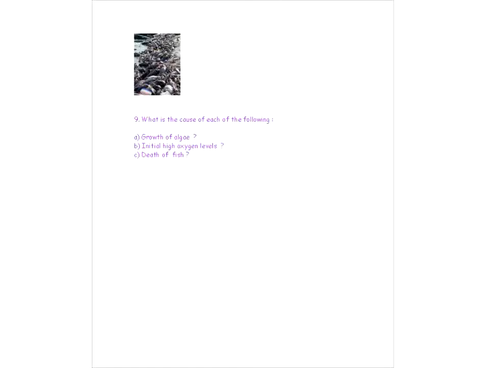Question 9 says, what is the cause of each of the following? The first thing, the growth of algae. Well, that's because we're adding fertilizer, which has phosphorus, or P, and nitrogen, or N. B, what's the cause of the initial high oxygen levels? Again, we know that algae produces oxygen during photosynthesis. Now, what causes the death of the fish eventually? Well, once the algae die, they are going to be fed on by bacteria, and the bacteria are going to use up a lot of the oxygen in the water. And so there's not enough for the fish. And that's what happens next.